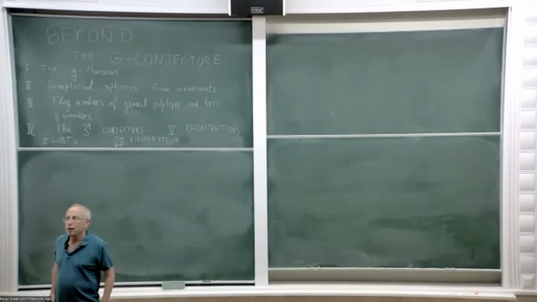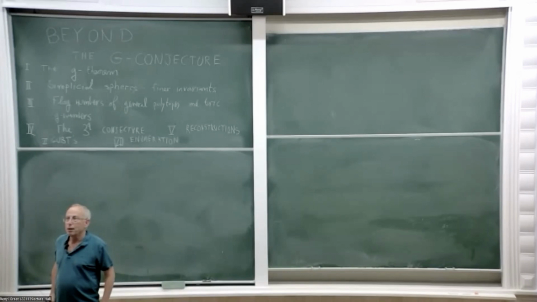And I will talk today about the G conjecture and beyond the G conjecture, algebraic combinatorics of cellular objects. So I will start the lecture by telling you about the G conjecture, which I think we now can call the G theorem. Well, it was a theorem earlier for polytopes, but now for simplicial spheres.